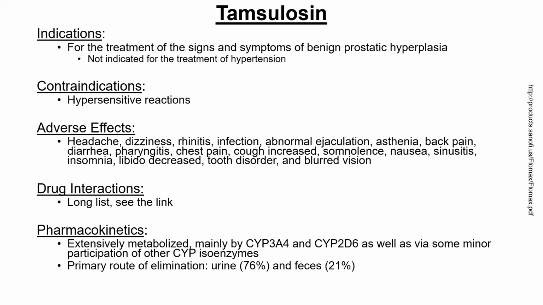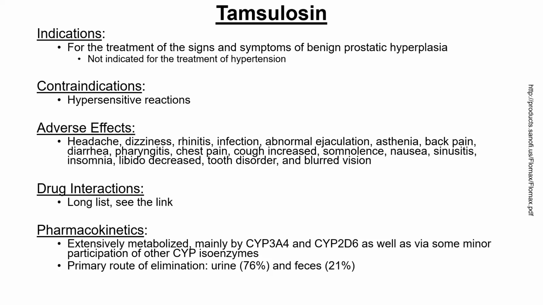Alpha-1B is expressed there and also on the vasculature. And alpha-1D is mostly expressed in the vasculature. So if you have a drug that blocks both alpha-1A and 1B, you can actually cause a vasodilation as well as a relaxation of the urethra.